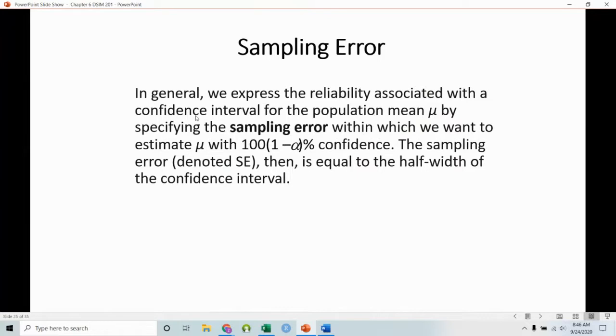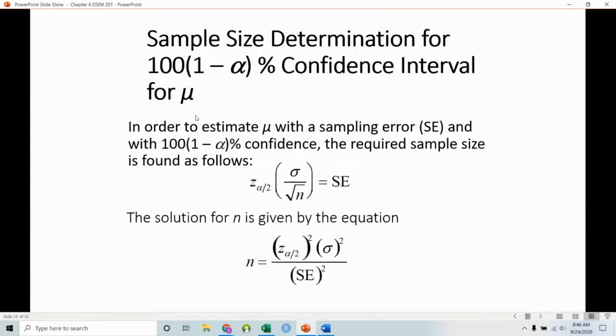So in general, we express the reliability associated with the confidence interval for the population mean mu by specifying the sampling error within which we want to estimate our sample mean. So with 100 times 1 minus alpha percent confidence, sampling error, denoted here as SE, is equal to the half width of that confidence interval. So that's important when we want to calculate a sample size.